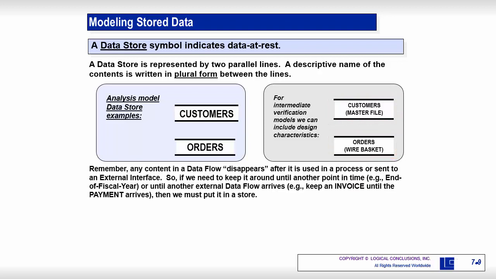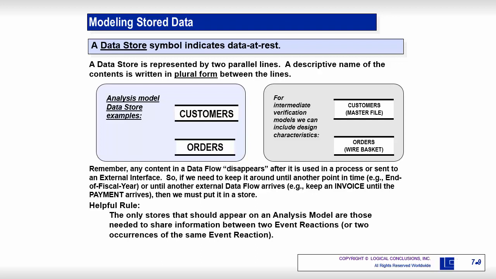Remember, any content in a data flow disappears after it's used in a process or sent to an external interface. So if we need to keep it around until another point in time, for example, end of fiscal year, or until another external data flow arrives, for example, keep an invoice until the payment arrives, then we must put it in a store. Here's a rule that I created after struggling on many projects in the early days with the need for stores.